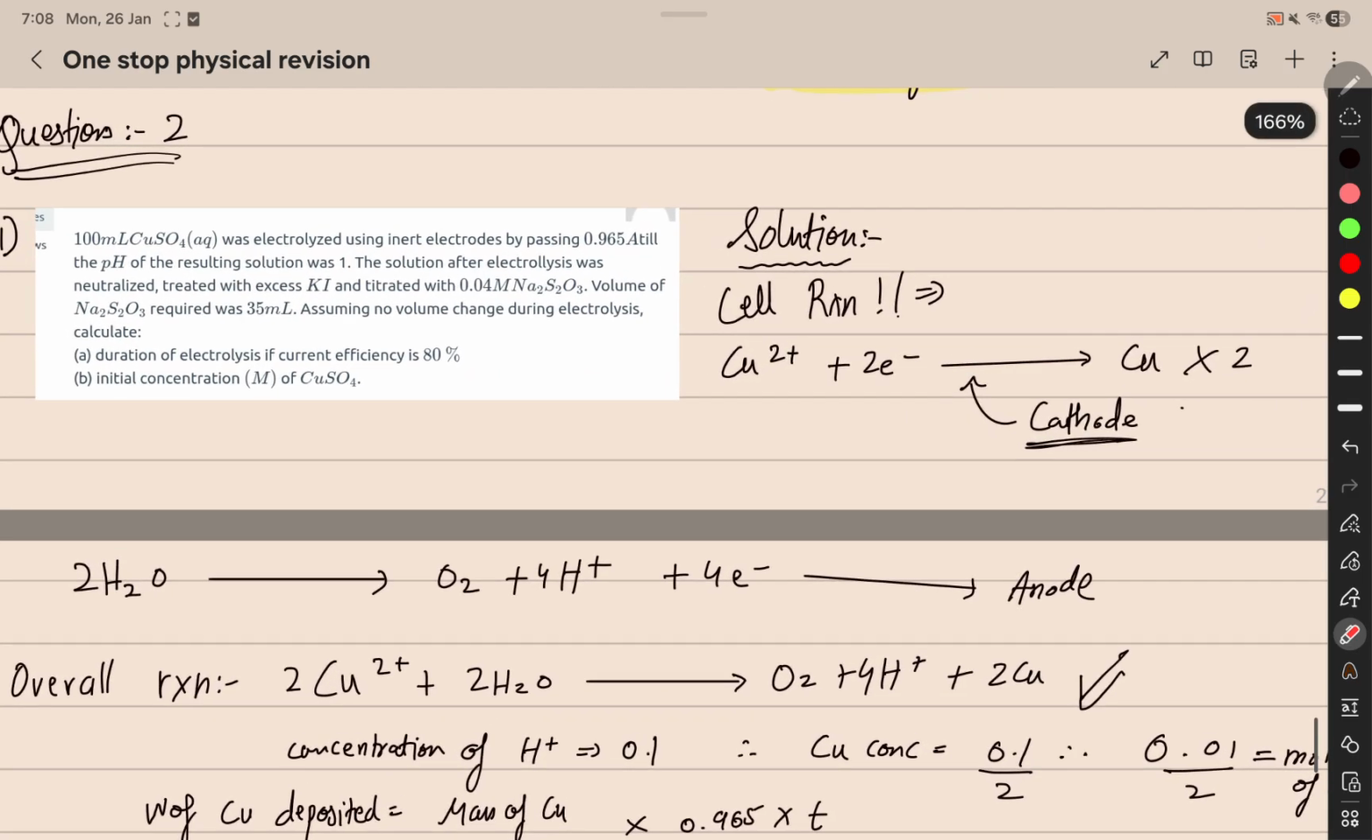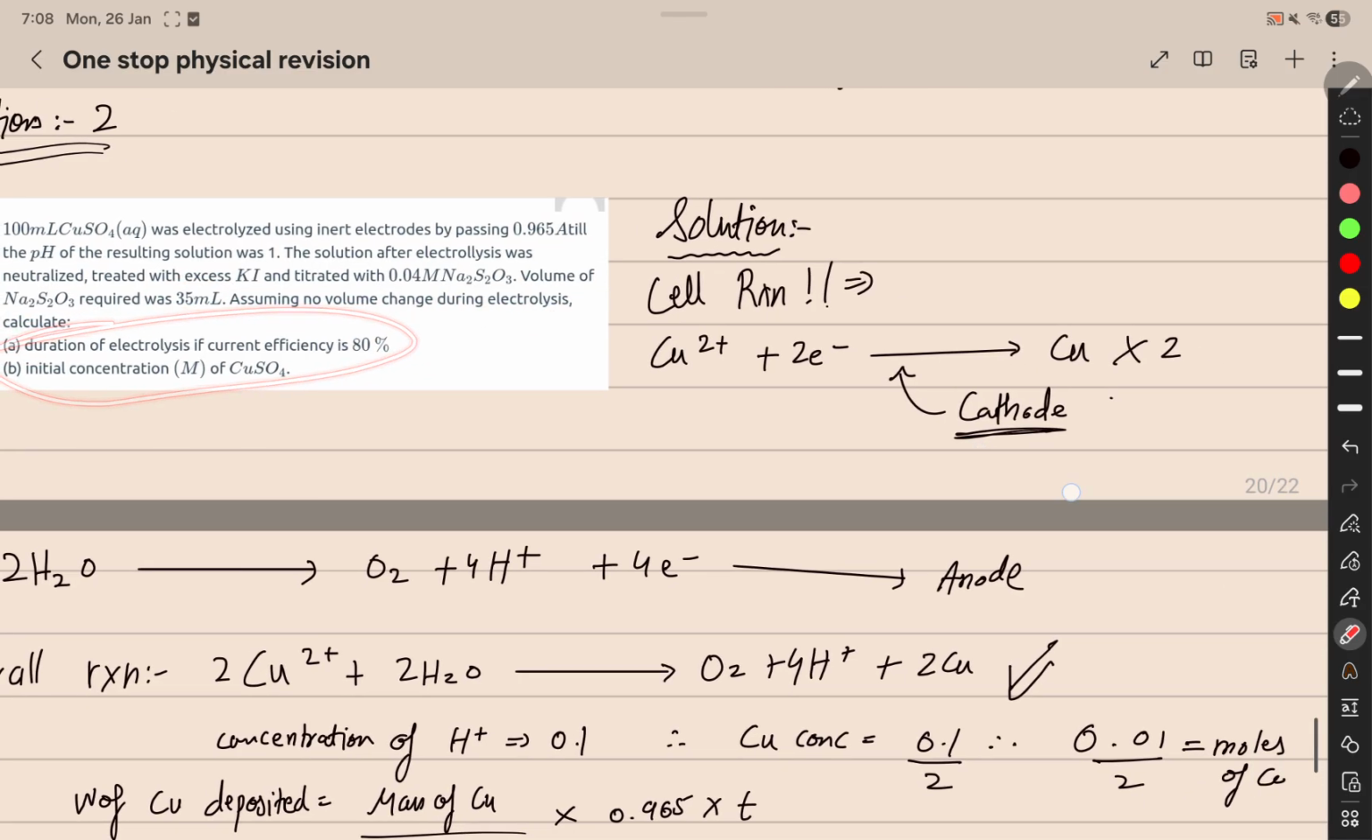So we have 100 ml of CuSO4 electrolyzed using so and so. The pH of the resulting solution was 1. Keep that in mind. The solution after electrolysis was neutralized, treated with excess KI, and titrated with 0.04 M Na2S2O3. The volume of Na2S2O3 required was 35 ml. Assuming no volume change during the electrolysis, calculate the current efficiency.